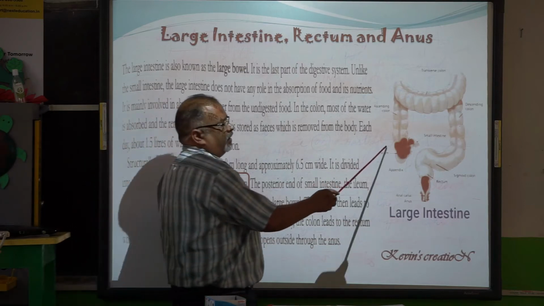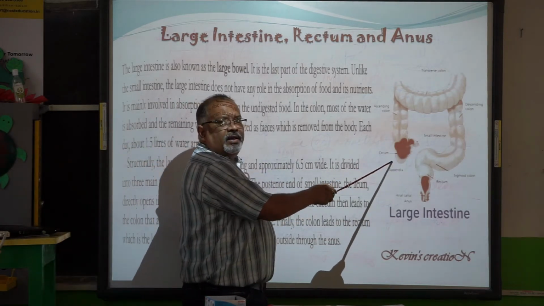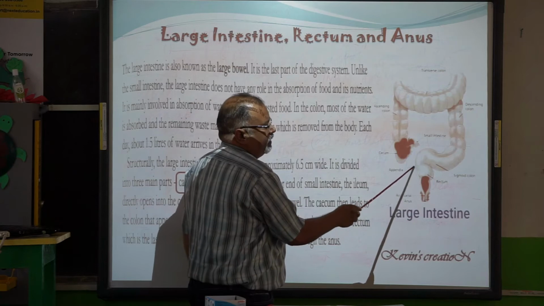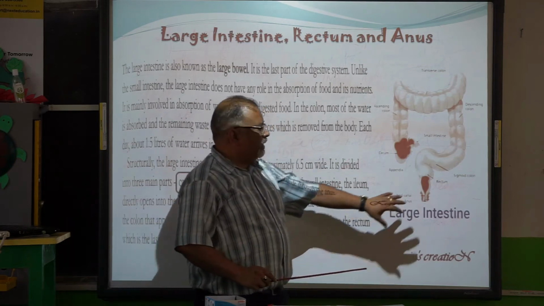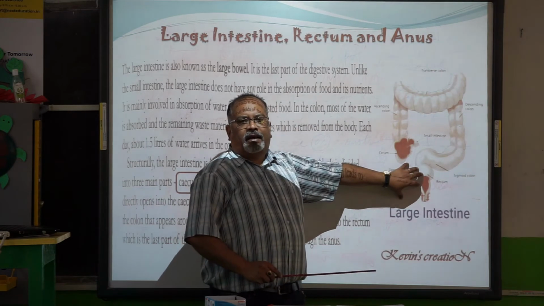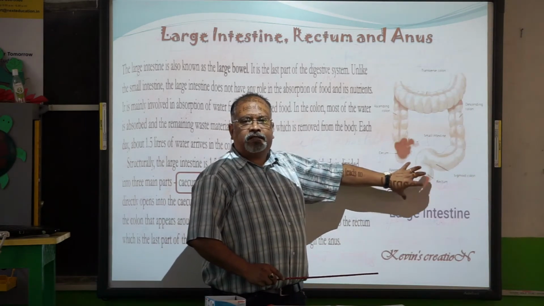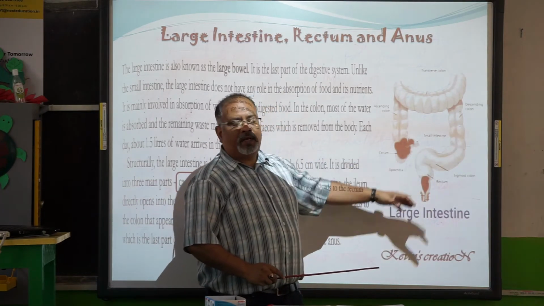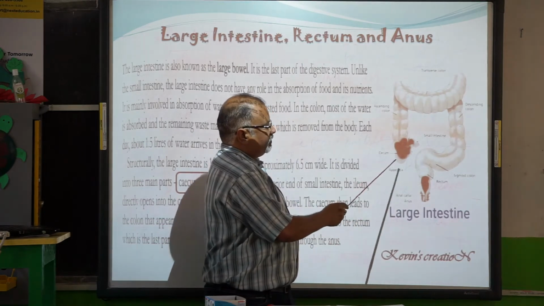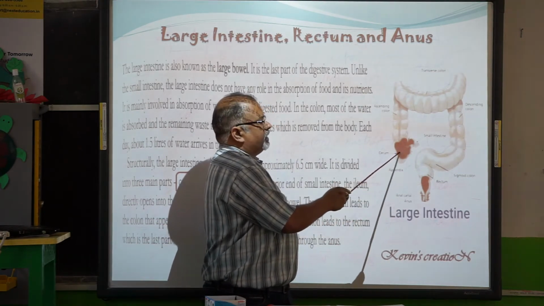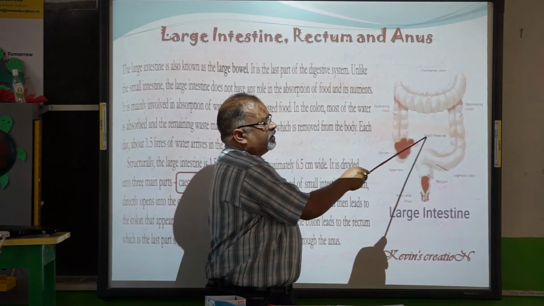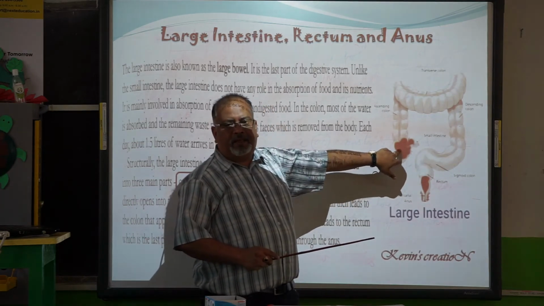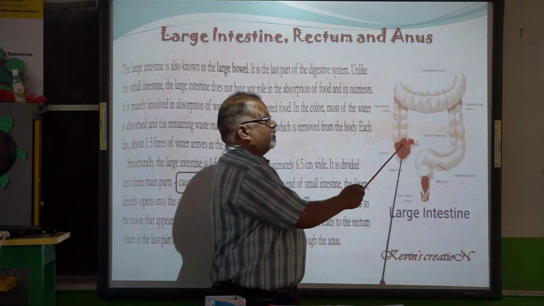So here you can see, this one is called cecum, the whole portion is colon, and this is rectum. Rectum is the one where the undigested food or the feces is stored temporarily, and at regular intervals it comes out through the anus. So this is the part cecum which is joined by the small intestine. So small intestine leads to large intestine and gives all the feces to large intestine.